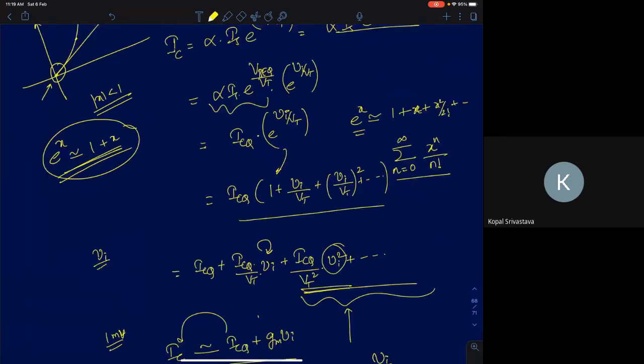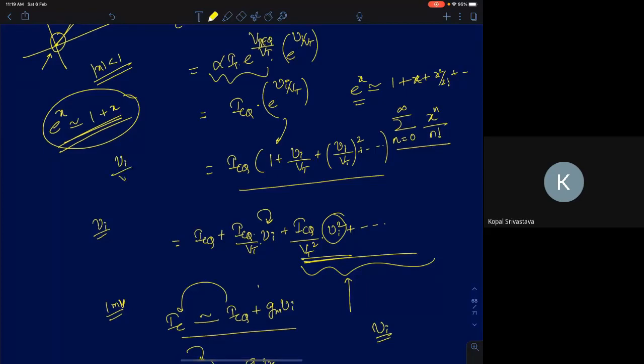So for you to satisfy this condition, you need VI by VT, that's your exponential term, to be less than 1. If your VI is on the order of VT, where VT is 25 or 30 millivolts, for small signal VI, you're fine. If let's say your VI is 1 millivolt, you are much smaller than 25 millivolts, so you're fine. You won't experience much nonlinearity. If it is not, then the second terms will start dominating.